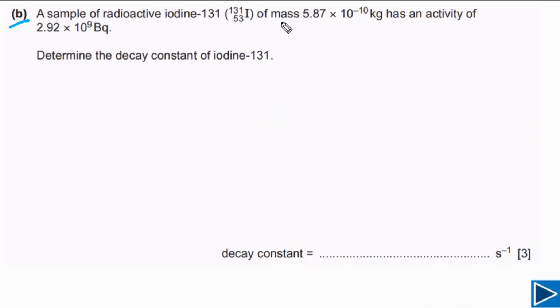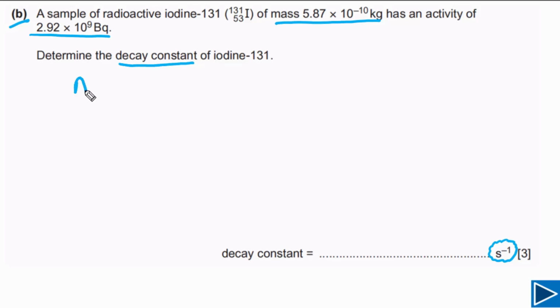For part B, the mass of the sample is given, and the mass of the sample is 5.87 times 10 to negative 10 kg, and the activity of the sample is given, and this is in Bq. Bq is number of decays per second, and the unit for decay constant also has to be per second. So it means we need not convert Bq into any other unit. The question is asking us to determine the decay constant.